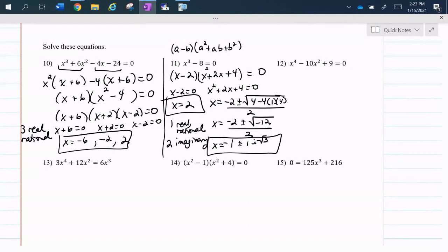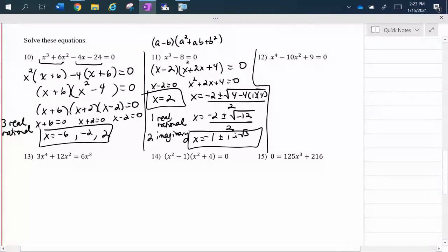Okay, we're going to do this one more time. Number 12. We're going to solve this equation by factoring. And I see one of those quartic trinomials I was just talking about, where I can factor it. I can do FOIL backwards. So I'm going to do x squared times x squared. And I need factors of 9 that add up to negative 10. So that would be minus 9 minus 1.